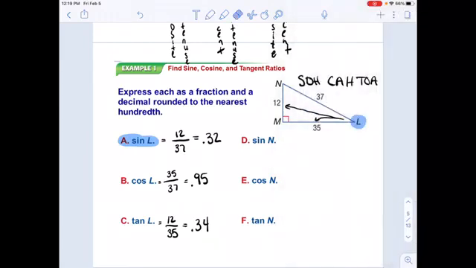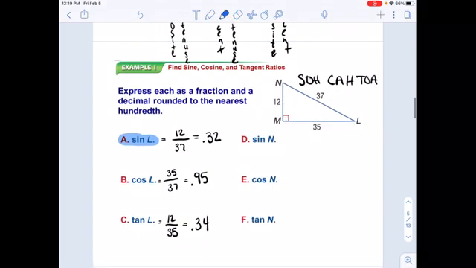All right, so notice, from that angle L, we had our opposite, we had our adjacent, we had our hypotenuse. If we then go stand at angle N, our perspective changes. We now have the opposite over here, we have the adjacent here, and we have the hypotenuse. The hypotenuse doesn't change, it's always across from the 90. But the opposite and adjacent are switched.